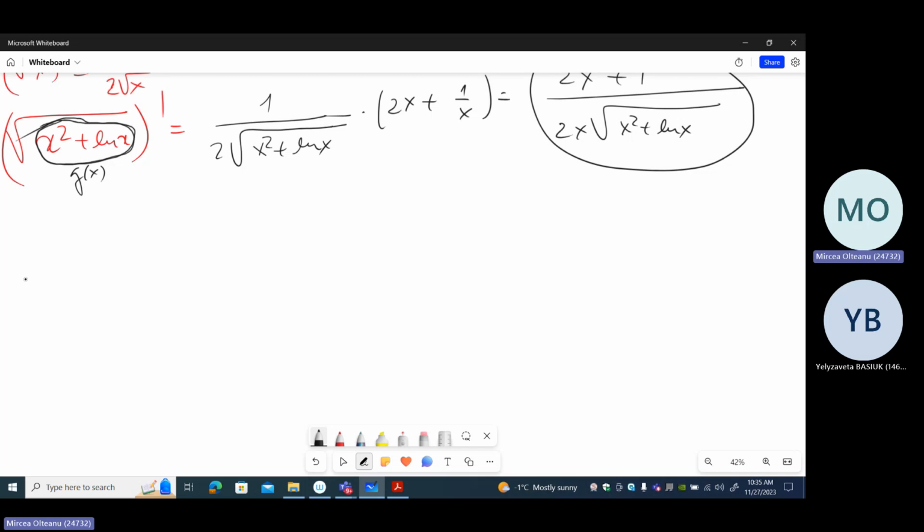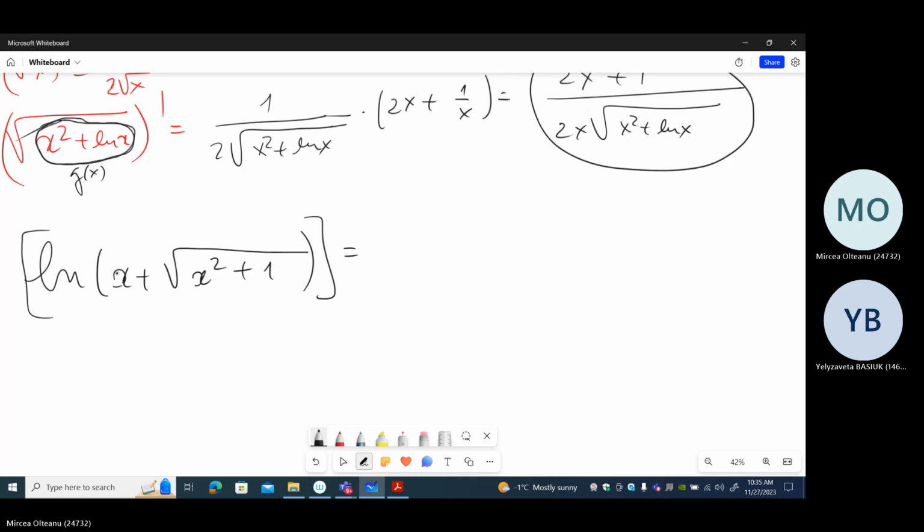Let's see another one. Let's take logarithm of x plus root of x squared plus 1. Let's compute the derivative of this function. So it's a composition, because the logarithm is not applied to x. The logarithm is applied to a function which depends on x. Something similar will happen when we compute the derivative of the square root. It's not square root of x, it is a composition. It is square root of somebody.